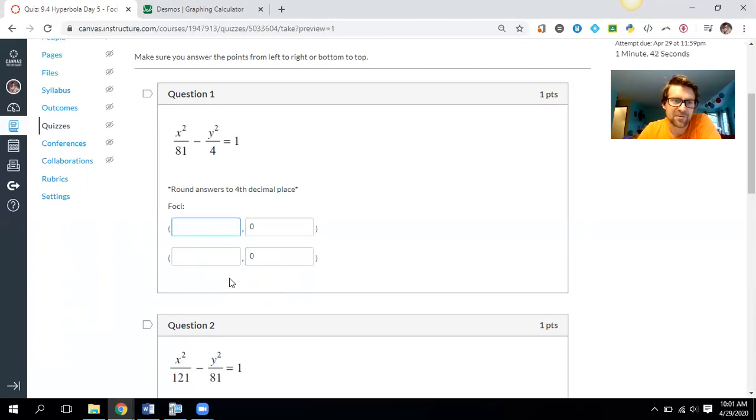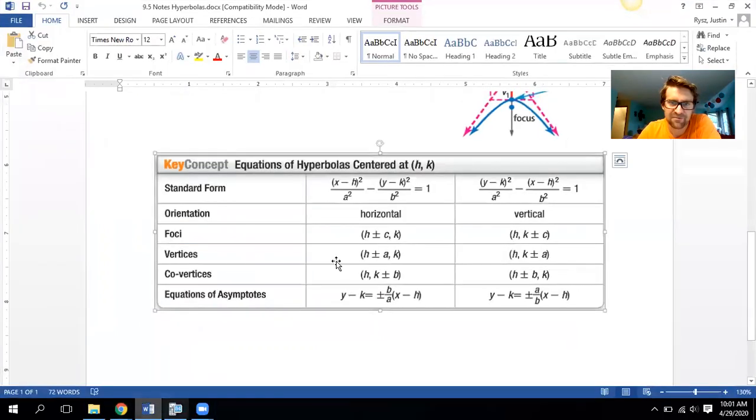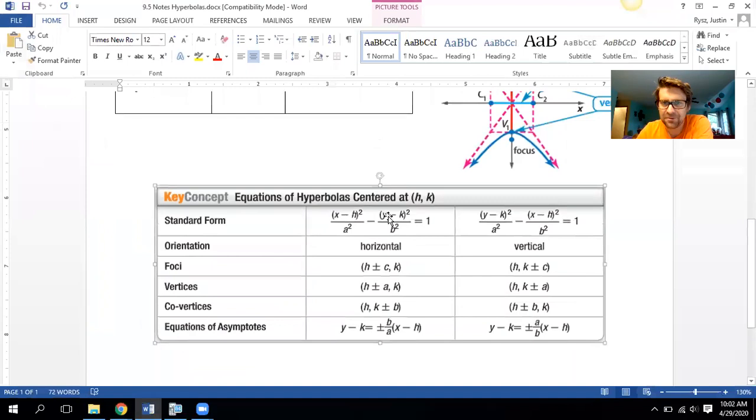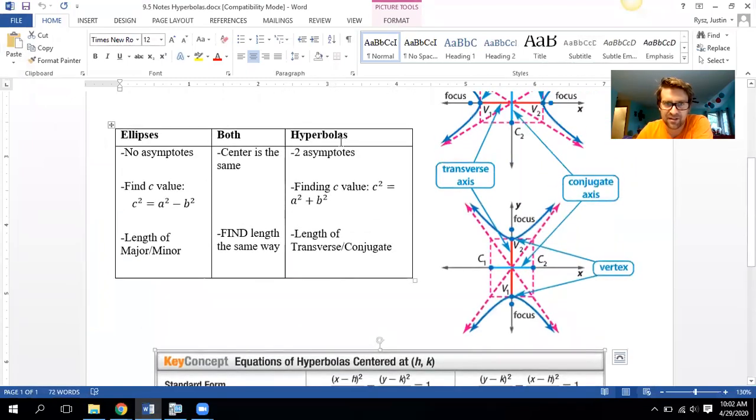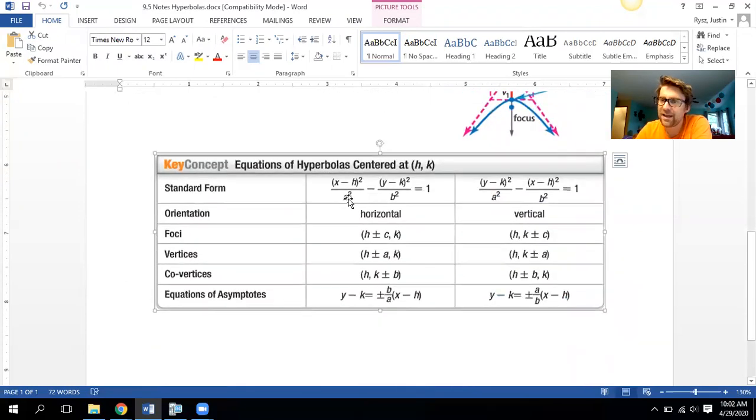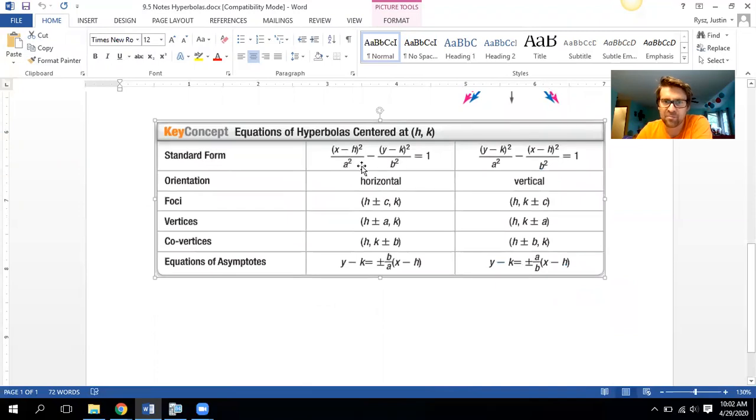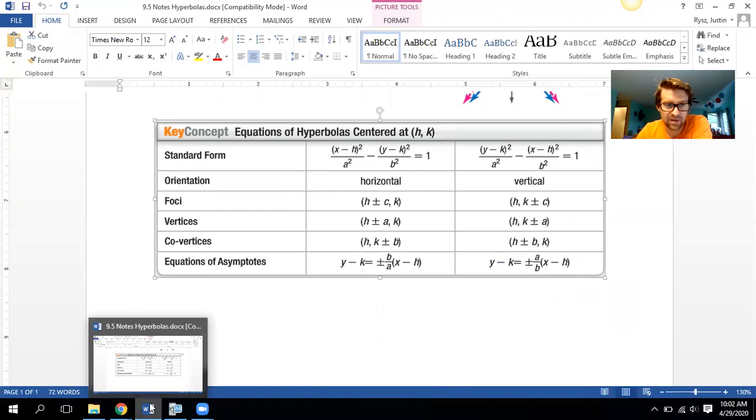Now the foci points, which we have the formula for, are h plus or minus c. Well, h is the number next to the x, but c is technically not in this equation. We actually have to go back up here and look to find out that in a hyperbola, not an ellipse or a circle, but in a hyperbola, c squared equals a squared plus b squared. So a squared and b squared are the bottom numbers. We're going to have to add them together and then take the square root of them.